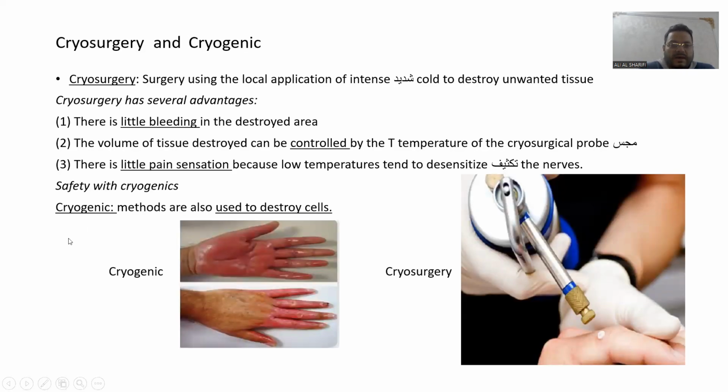Here, in the last slide, a picture illustrates how we can use cryosurgery to remove some bad tissues like that. My laptop will turn off. By that, let me close it. Here are some important advantages of cryosurgery. It's really a good treatment method with little bleeding. It's fully controlled by the temperature, with little pain sensation. All of these are great advantages.